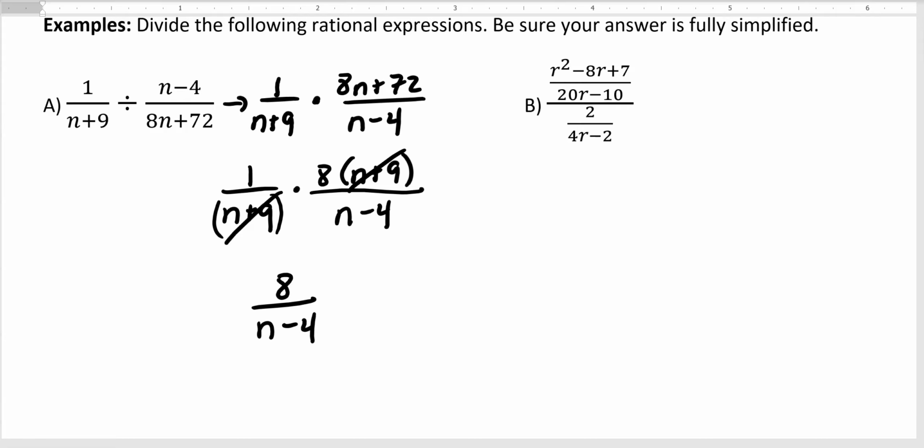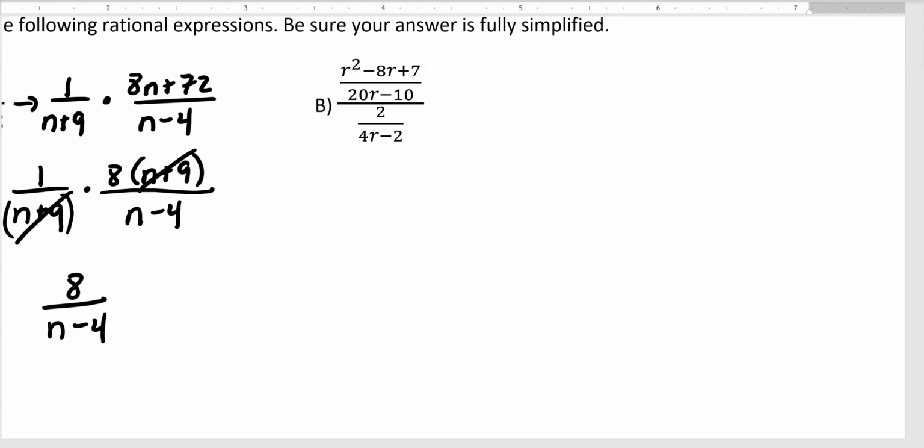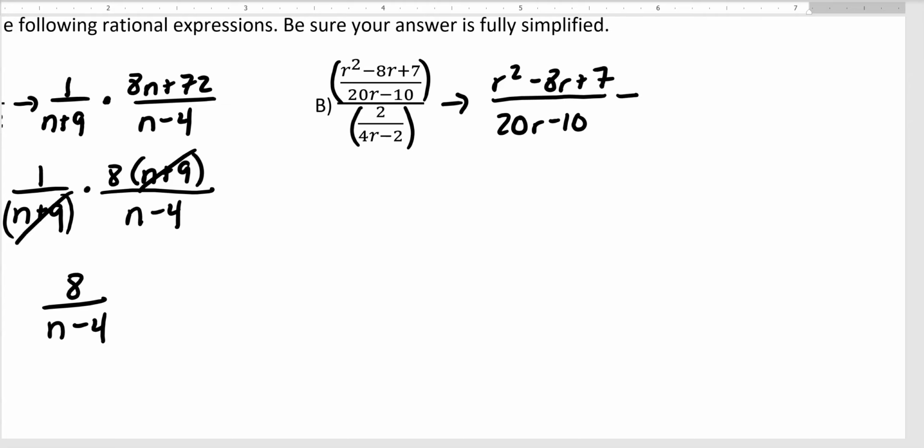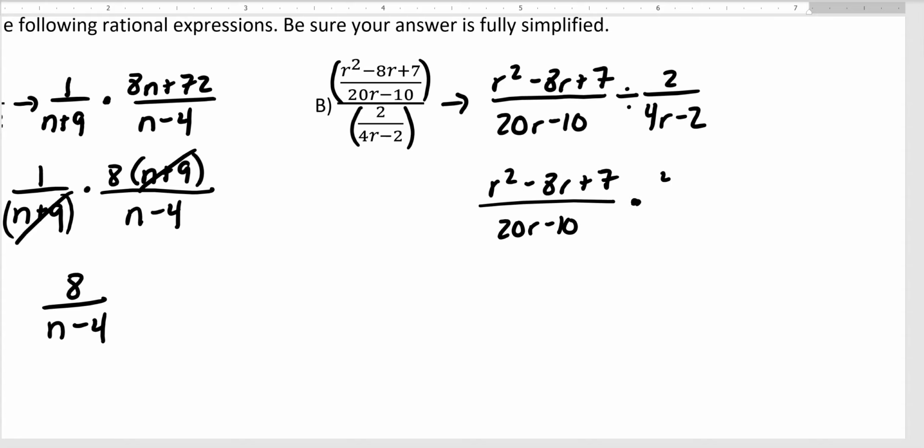All right, now, looking at letter B, this is written a little weird, isn't it? So we have this fraction being divided by this fraction. So let's write this out. r squared minus 8r plus 7 over 20r minus 10 divided by 2 over 4r minus 2. Now that looks a little more normal for us, let's flip that second fraction and turn it into multiplication. So we'll have r squared minus 8r plus 7 over 20r minus 10 times 4r minus 2 over 2.